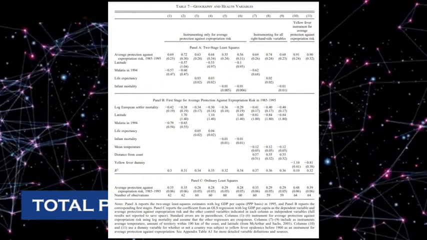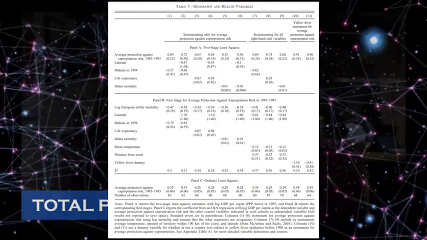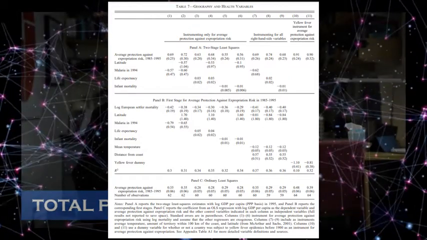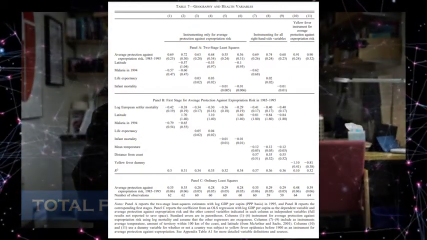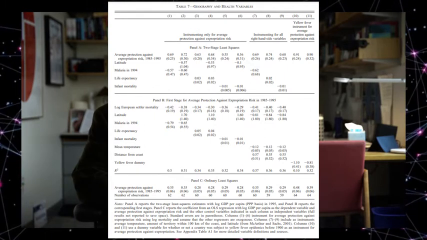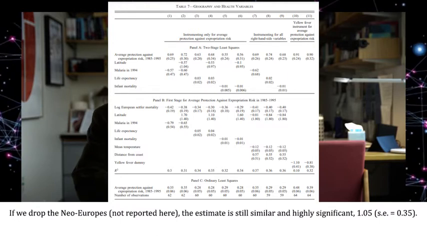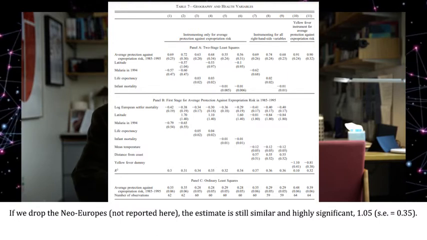Despite this, the yellow fever results, reported in columns 10 and 11 of Table 7, are encouraging. The estimate in our base sample is 0.91, comparable to our baseline estimate of 0.95 reported in Table 4. Adding continent dummies in column 11 reduces this estimate slightly to 0.90.